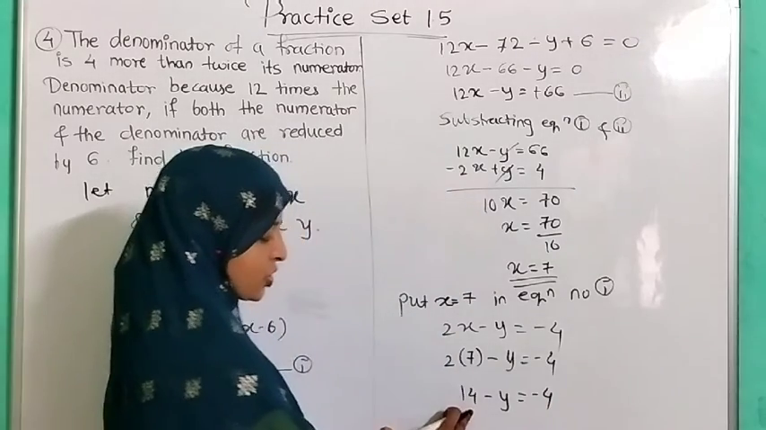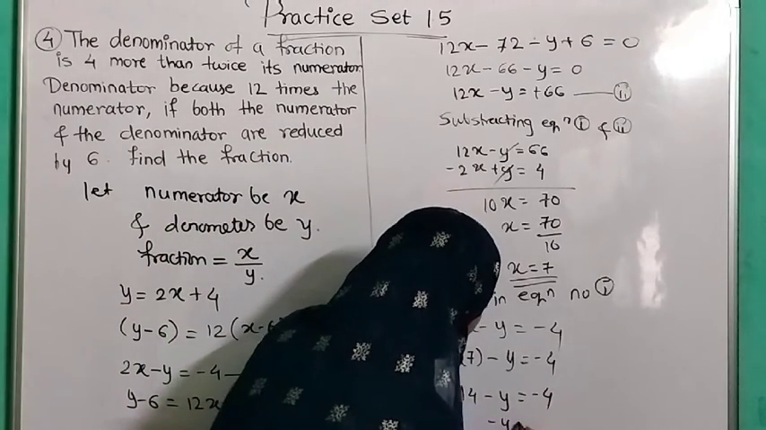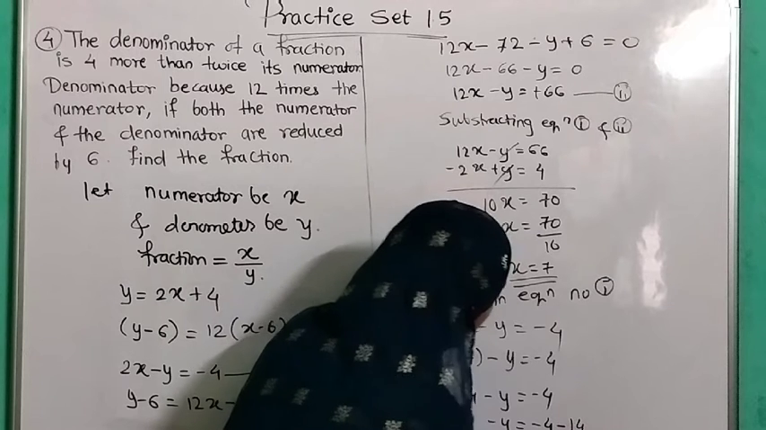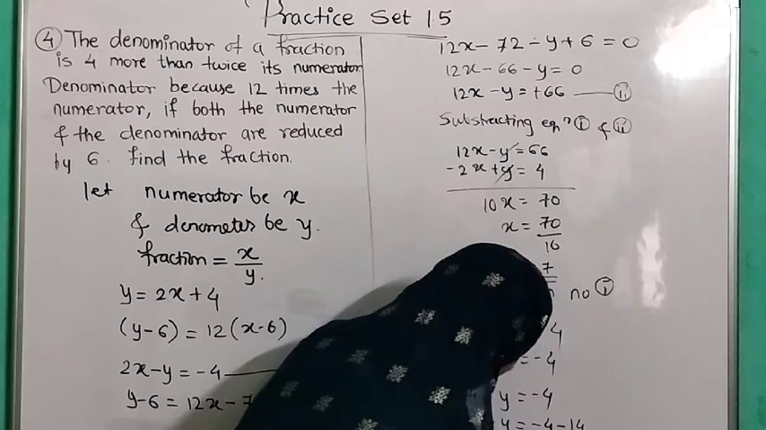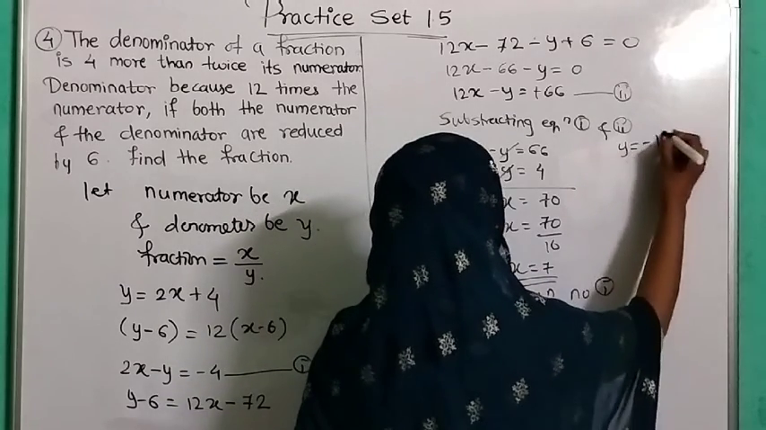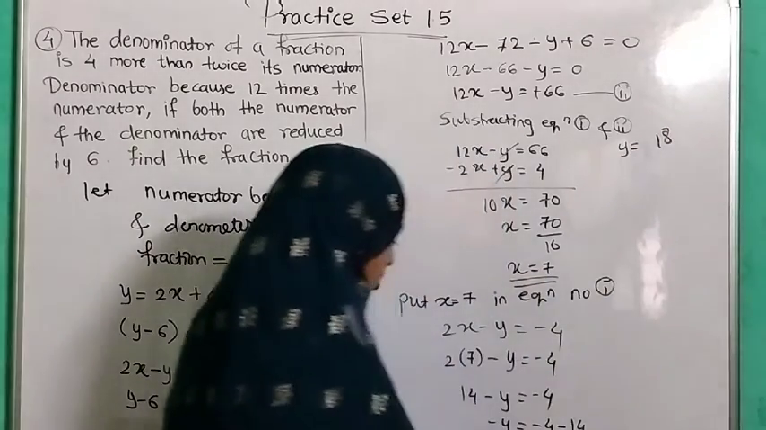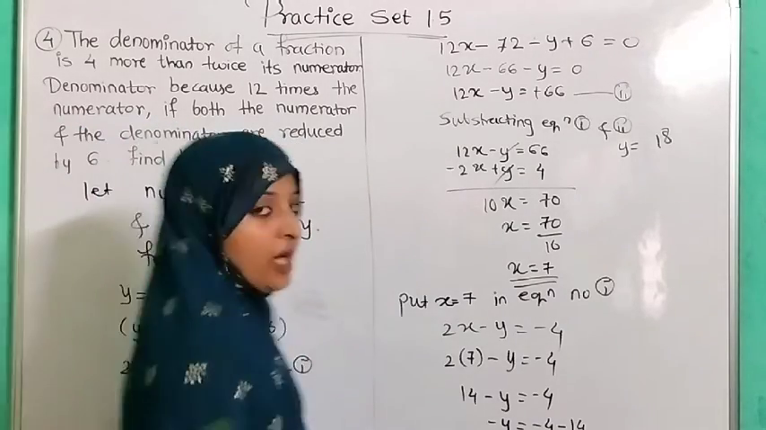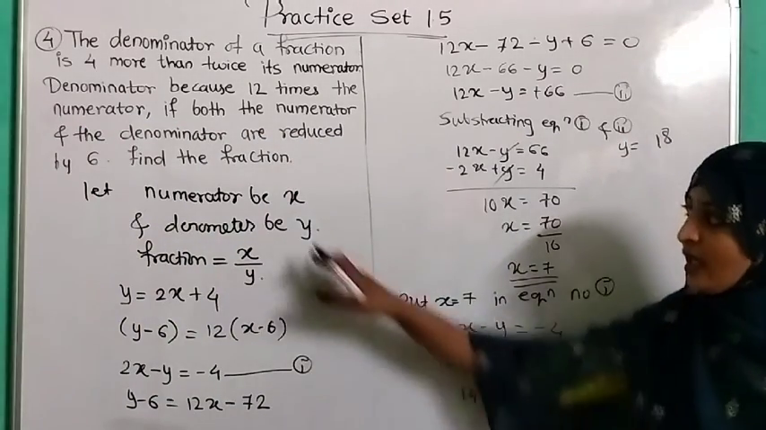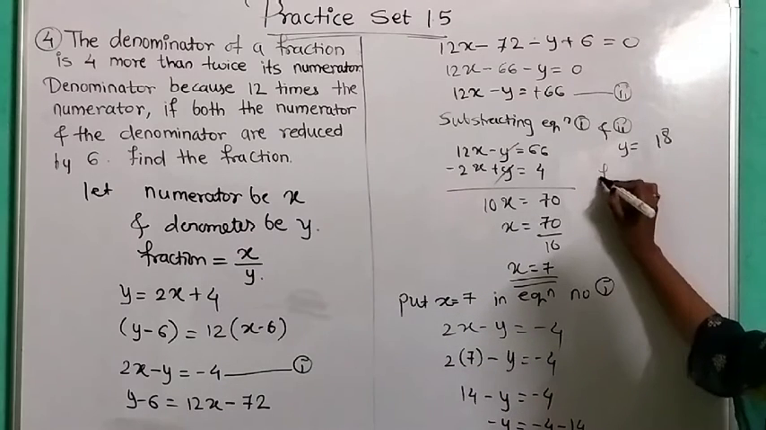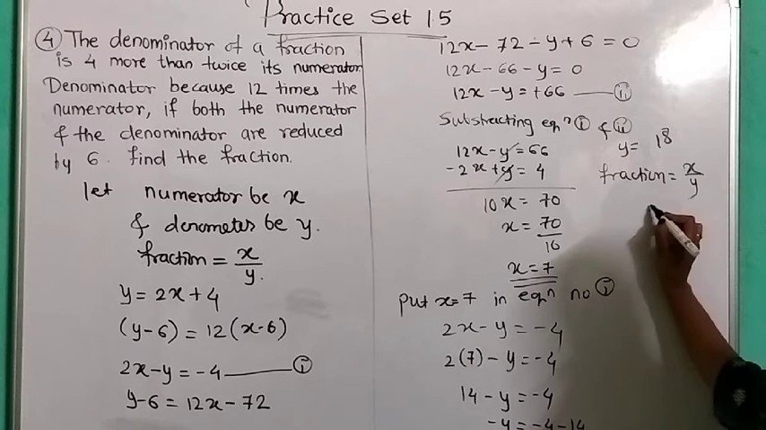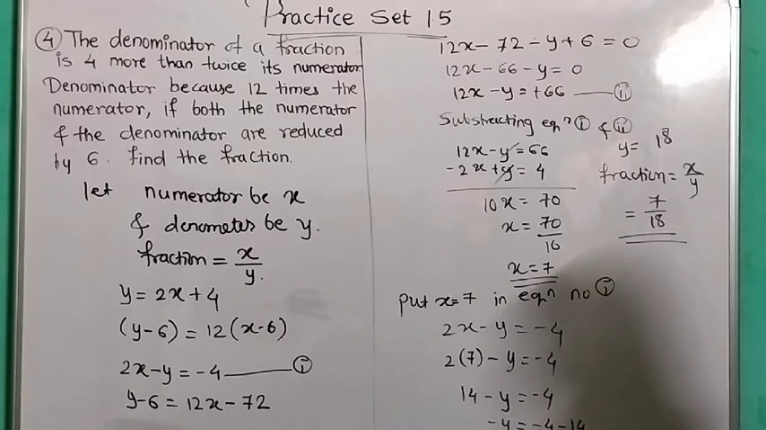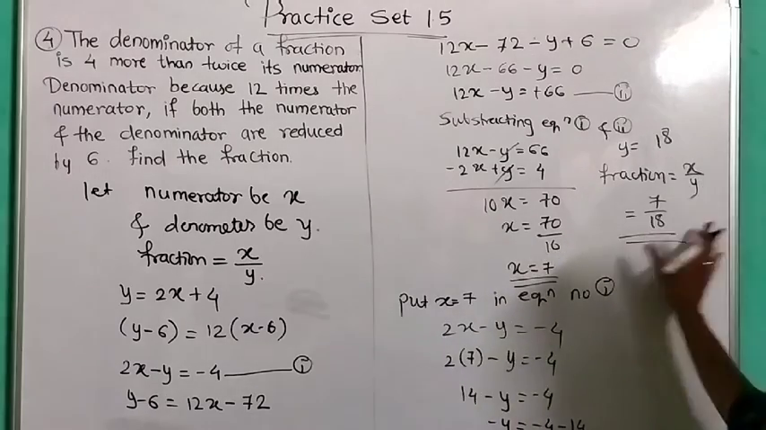Means here 14 is positive. If we shift it, it becomes negative. Minus y is equal to minus 4 minus 14. Minus 18. Then y is equal to positive 18, the sign gets cancelled. Means we get the value of numerator and denominator, and they have told us to find the fraction. If the fraction is equal to x by y, then it is equal to 7 by 18. So the given fraction will be 7 by 18.